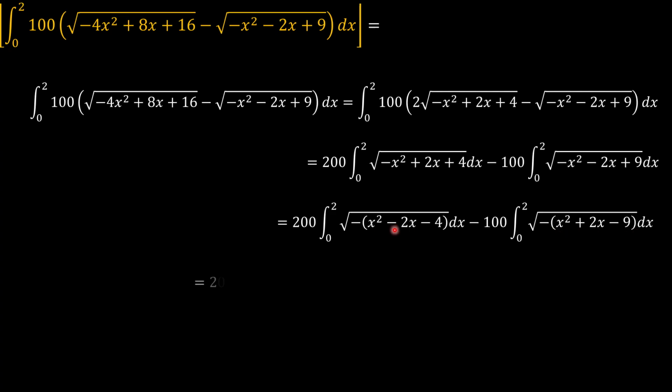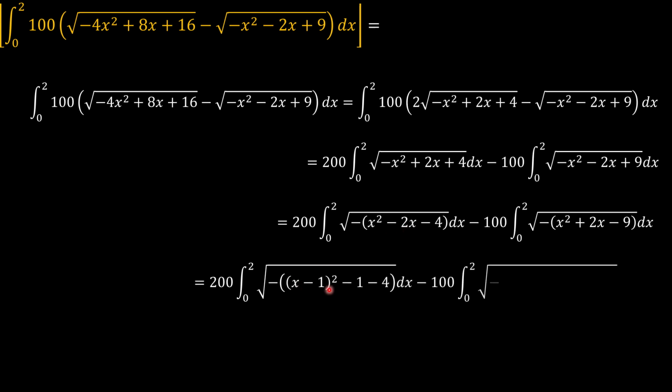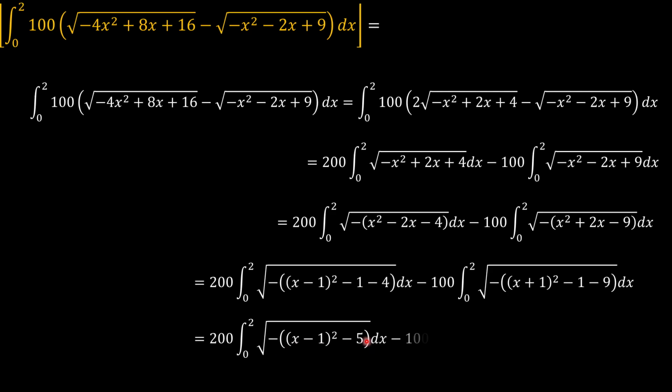Do a little bit of factorization. x squared minus 2x is the same as x minus 1 squared minus 1, and then this minus 4 is brought here, and here x squared plus 2x is the same as x plus 1 squared minus 1, and then minus 9 as shown here. And so this becomes x minus 1 squared minus 5, and then x plus 1 squared minus 10. Then there's a negative sign here.